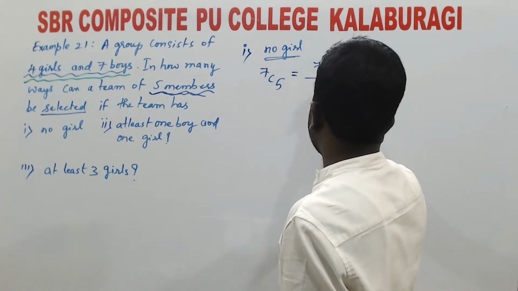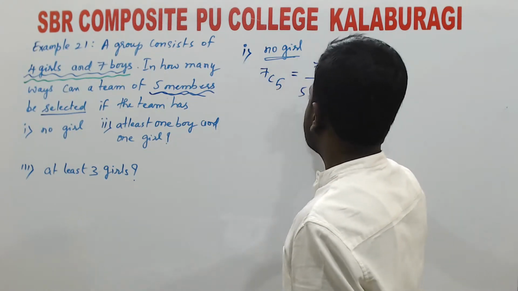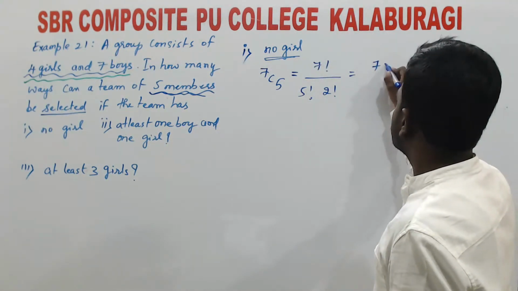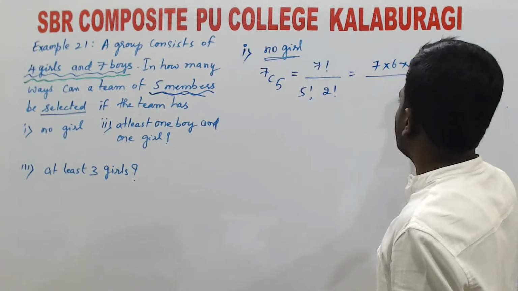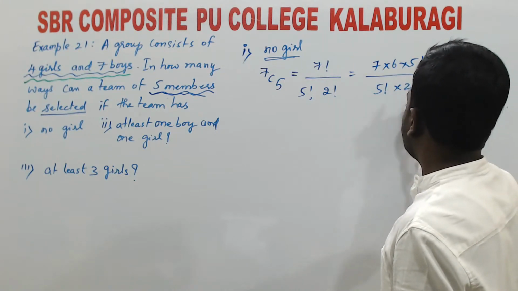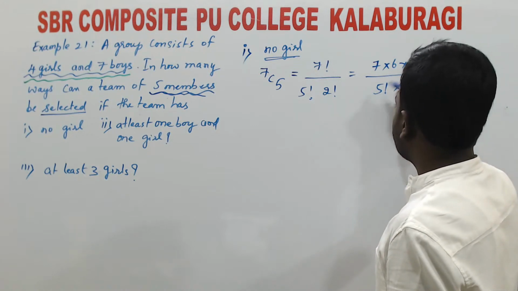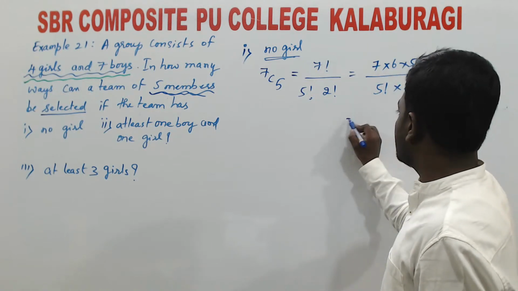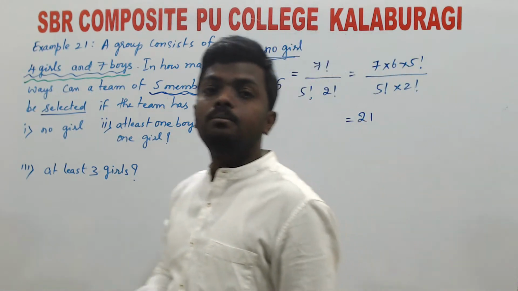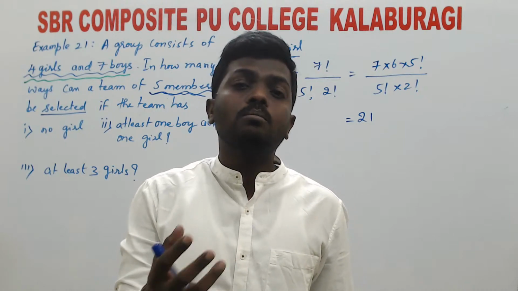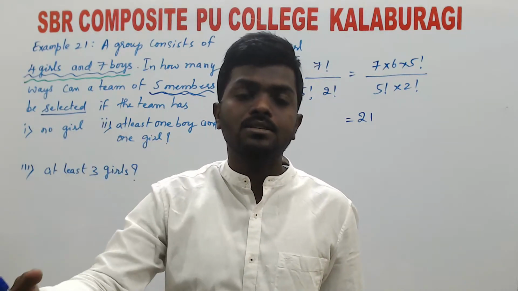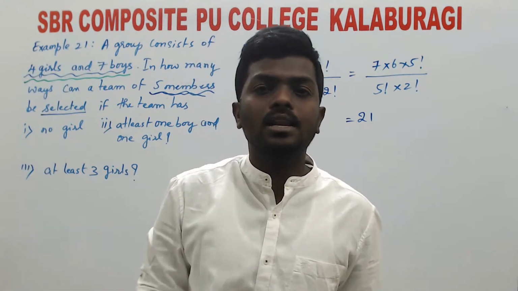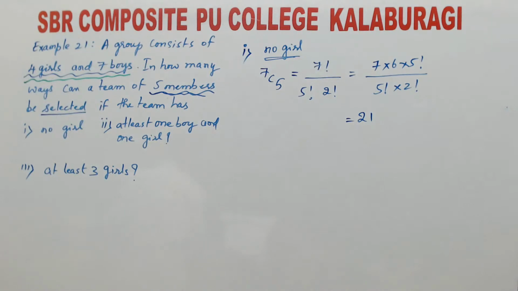So now this will be 7 factorial by 5 factorial into 7 minus 5, 2 factorial. I am using the nCr formula. So 7 into 6 into 5 factorial, whole divided by 5 factorial into 2 factorial. So 5 factorial gets cancelled. 2 factorial will be 2, 2 threes are 6, 7 threes are 21. So it's a total of 21 teams. You can make a combination in 21 different ways in which no girl is present. I hope the first one you have understood.